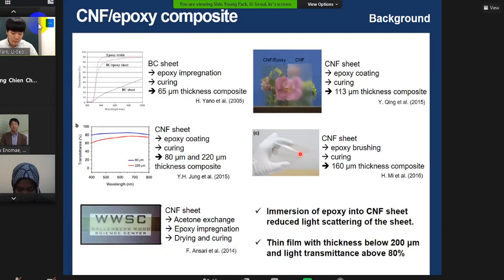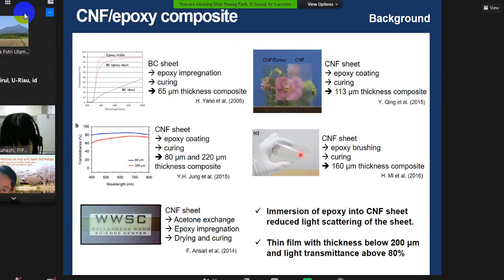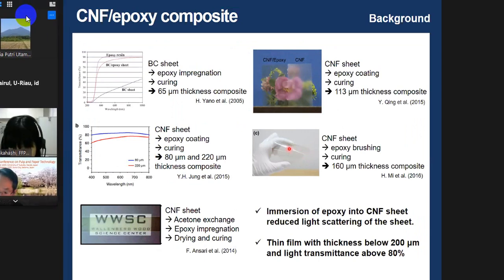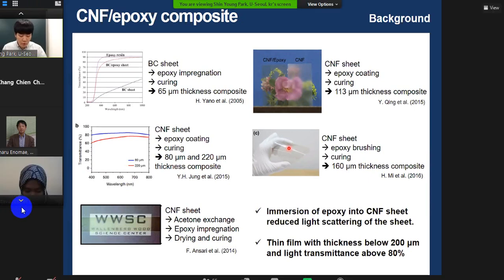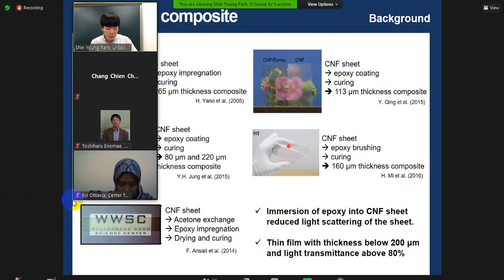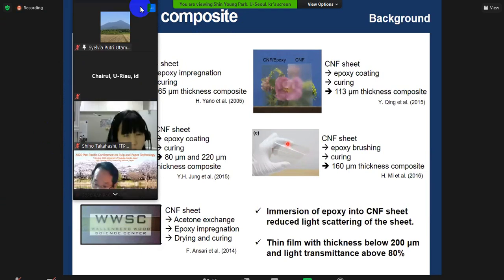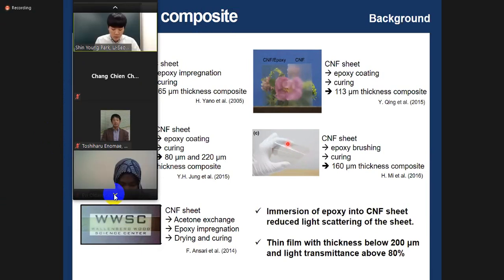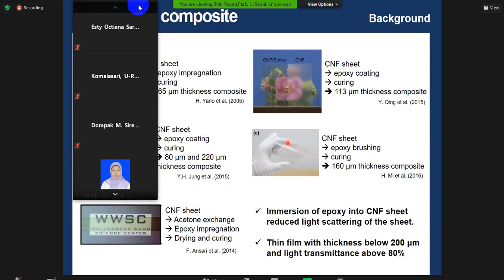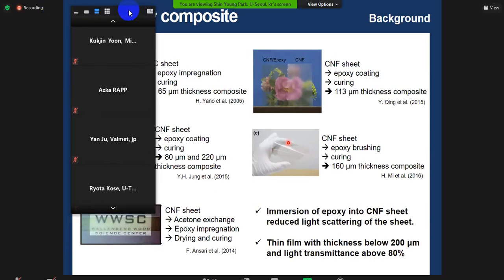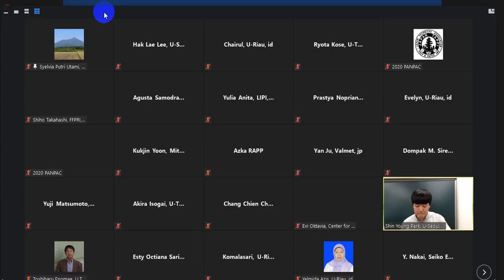From 2005, several studies have been conducted to produce CNF epoxy composites with various methods. Among them, the method of impregnating a CNF sheet with epoxy resin, or coating epoxy on the sheet, resulted in a high transparency composite, because immersion of epoxy resin into the sheet could reduce the light scattering of the sheet. Composites made from this method showed thickness below 100 or 200 micrometers and light transmittance above 80%.